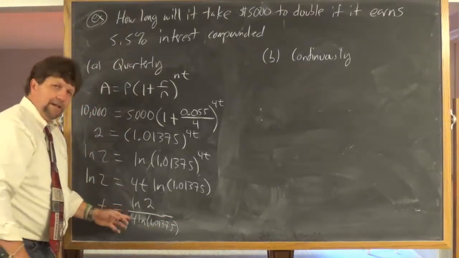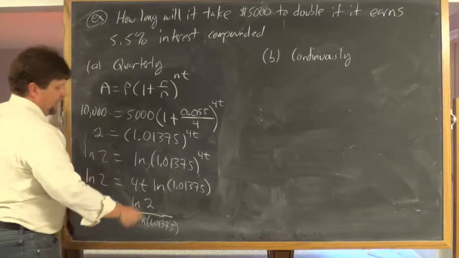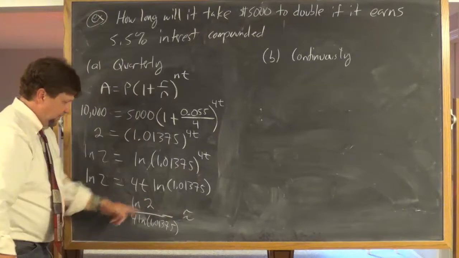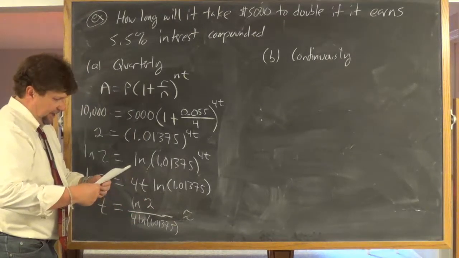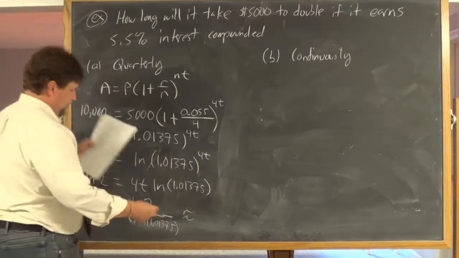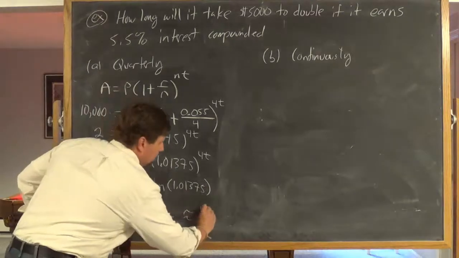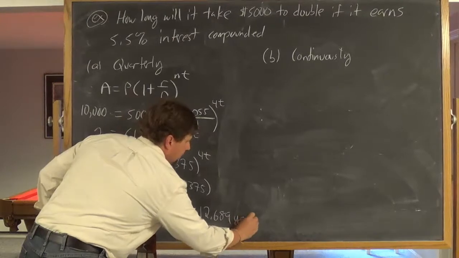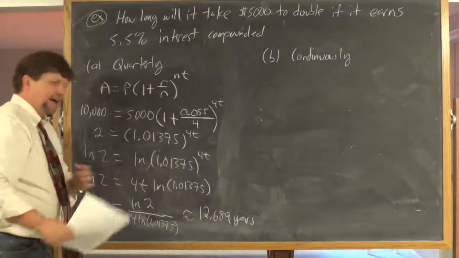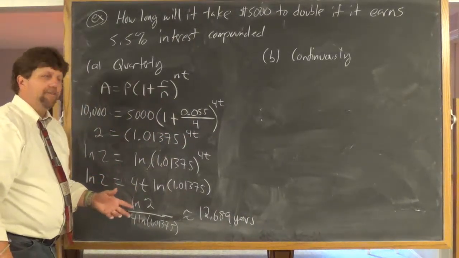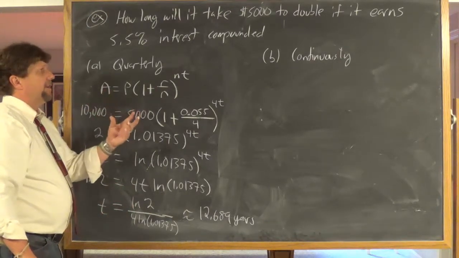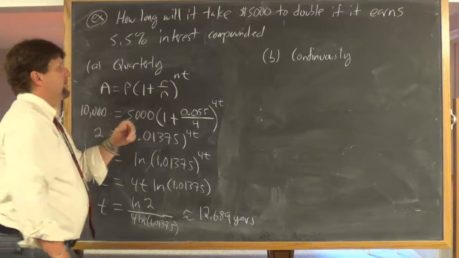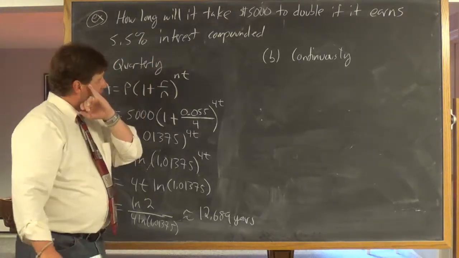Remember, we just talked about exact versus approximate. Cranking it through the calculator, doing the natural log of 2 divided by this, I get a decimal approximation of 12.689, and that would be 12.689 years. So a little over 12 and a half years. It'll take my $5,000 to double to $10,000 if it's at 5.5% interest compounded quarterly.